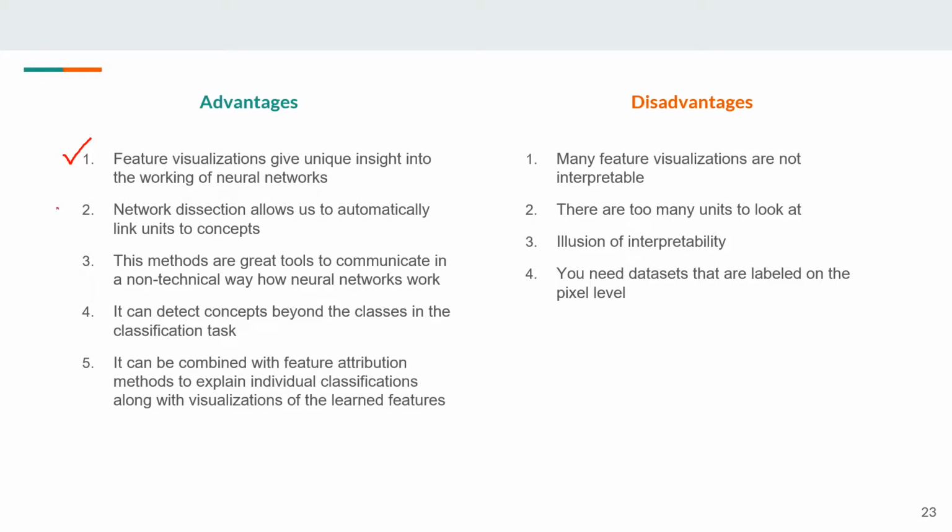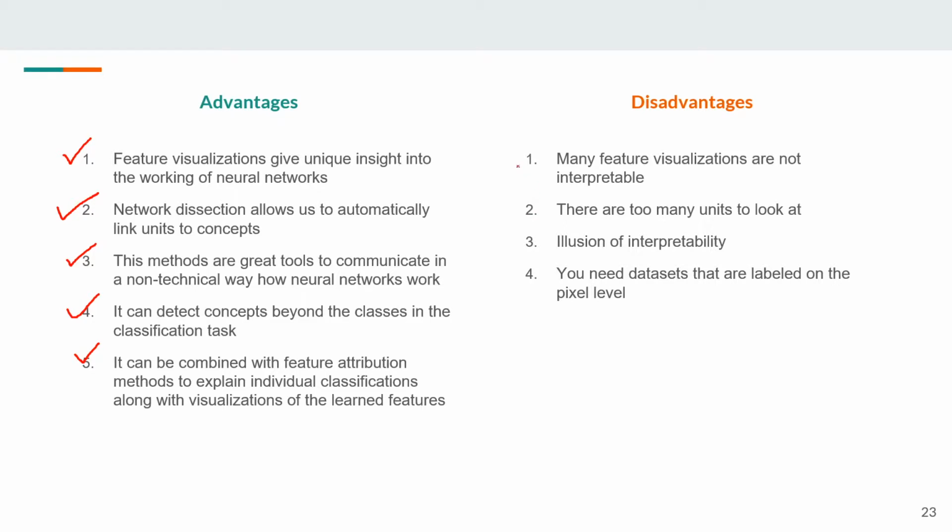Additionally, the network dissection method helps to quantify the interpretability of neural network units, and it also helps to automatically link units to concepts. Both methods are great tools to communicate in a non-technical way how neural networks work. The methods also help to detect other concepts beyond the classes in the classification tasks. And the last advantage is that it can be combined with future attribution methods to explain individual classifications along with visualizations of the learned features.